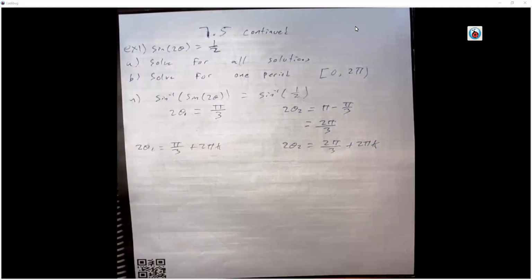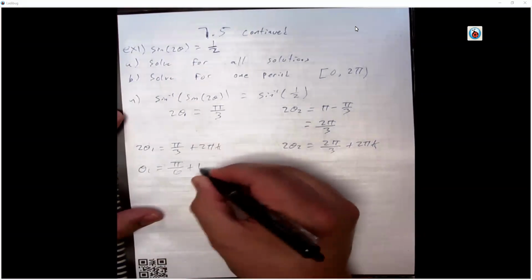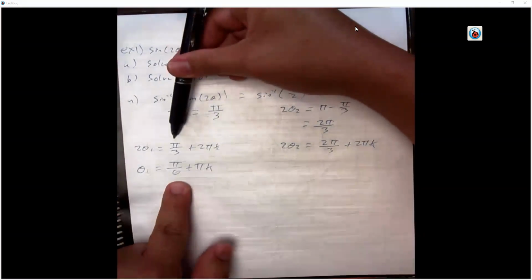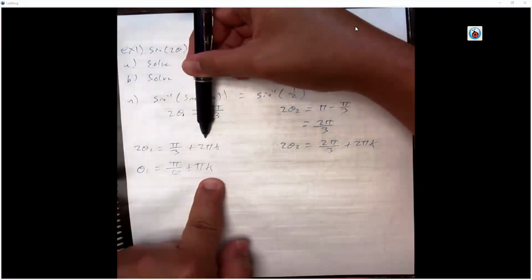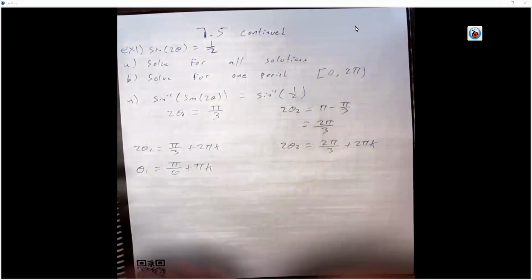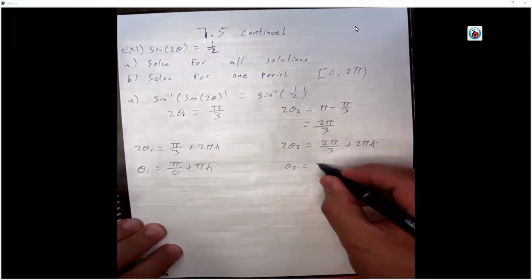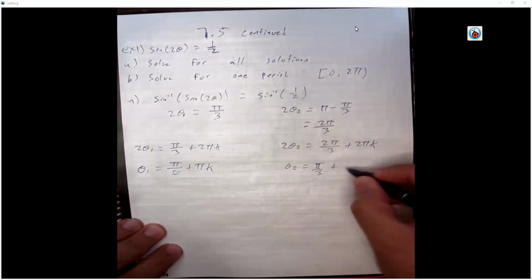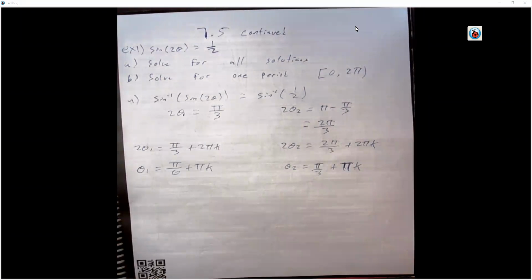Everything is the same except you have that extra 2. So now the new step would be divide everything by 2 because we need theta, not 2 theta. If I divide everything by 2, the first solution set will be pi over 6 plus pi k. Divide this by 2, you get a pi over 6. Divide that by 2, get a pi instead of a 2 pi. Same thing here, divide by 2, divide by 2. That'll give us the second set, which will be pi over 3 plus pi k. So these are all solutions for part A.